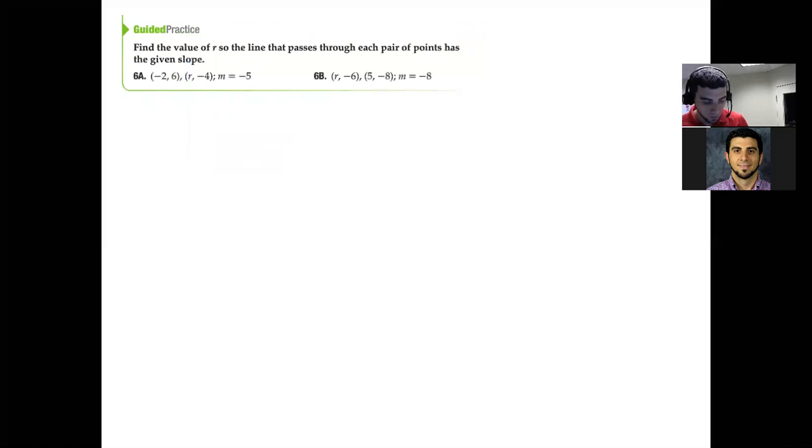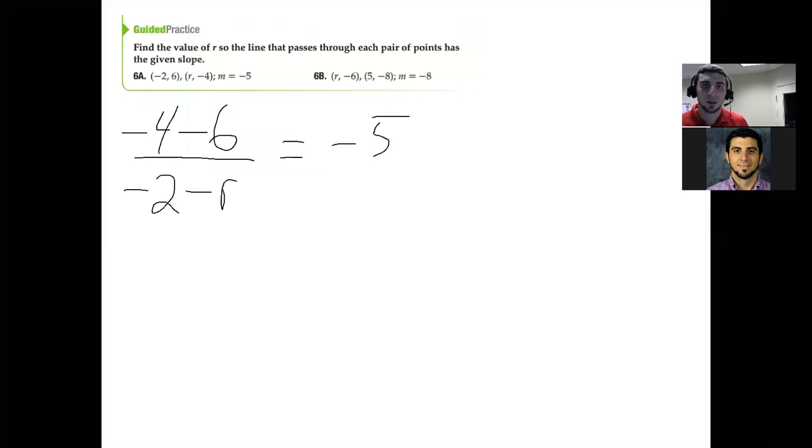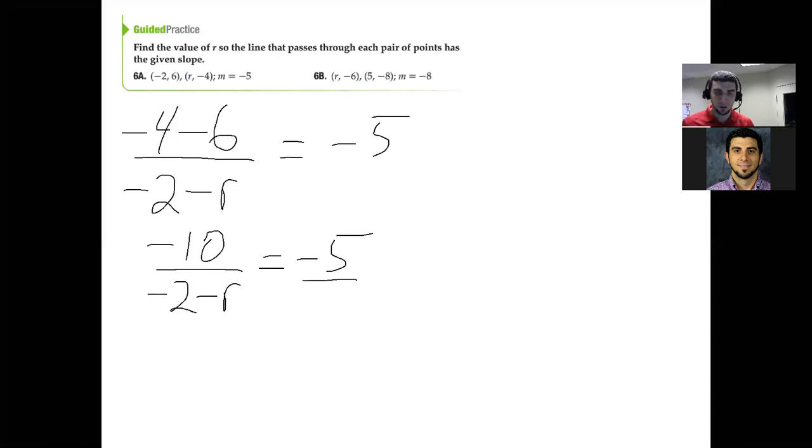Okay, we're back. So the first one here, I would do -4 minus 6 over -2 minus r equals -5. Now, if we're cross multiplying, well, we could just simplify the numerator. So that'd be -10 over -2 minus r equals -5. Now, if you're cross multiplying, it might be helpful if you put the -5 over 1. So you'd have -10 times 1 equals -5 times... oops, see what I did there? I messed up the slope formula.